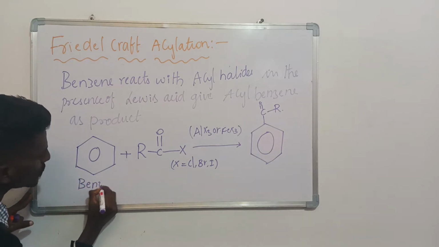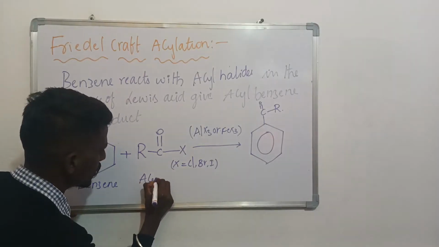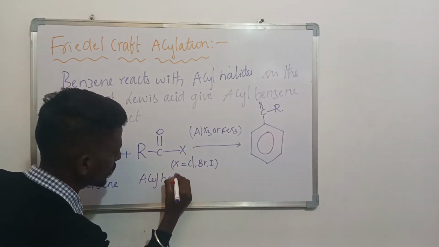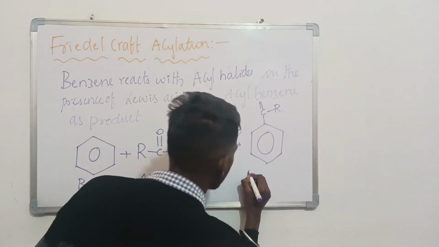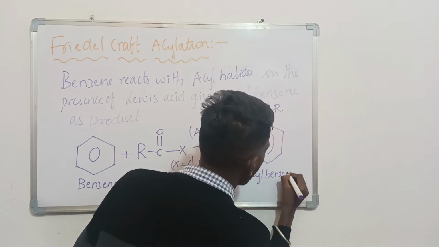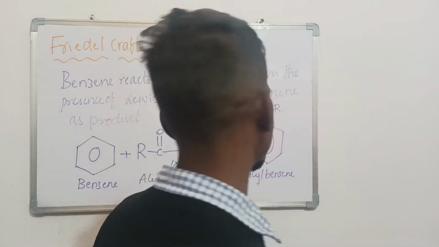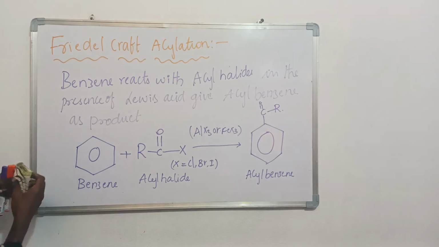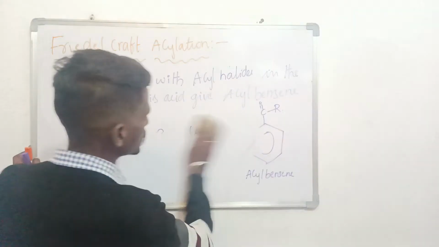Benzene reacts with acyl chloride or acyl halide, which gives acyl benzene as a product. This is called Friedel-Crafts acylation. Then what is the reaction and the mechanism involved in it? That is what we are going to learn. So what is the mechanism?